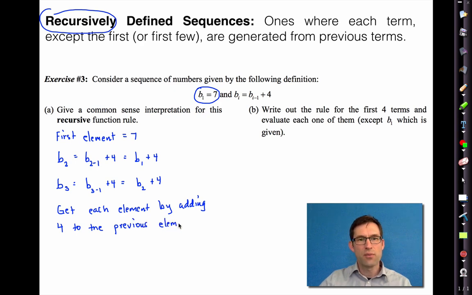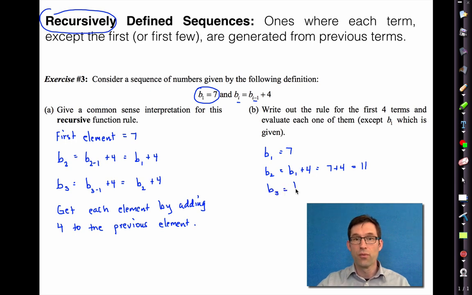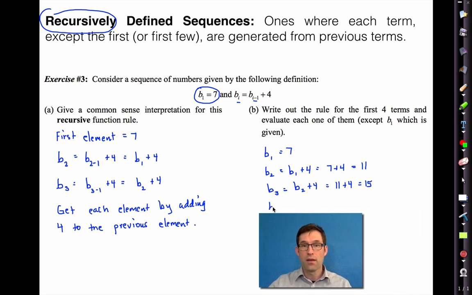All right, and it's that subscript notation that can really confuse people. So think about it as places in line, right? So if this is where I am in line, this is one place before me in line. It's sort of the person who's in front of me. Now, writing out the first 4 terms isn't too bad, because B1 is going to be 7. B2 is going to be B1 plus 4, but that's just 7 plus 4, which is 11.